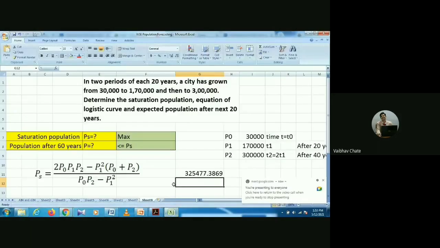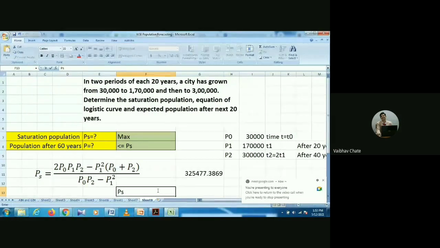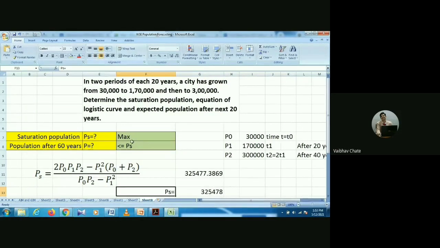Have you solved it? Now I got the value as nearly 3,25,478. The value of saturation population that I have got from the calculation is 3,25,478. If you already calculated, please cross check the value. If any discrepancy is there from my end, please let me know. So this is the value I have got.